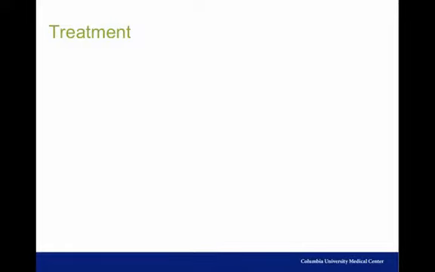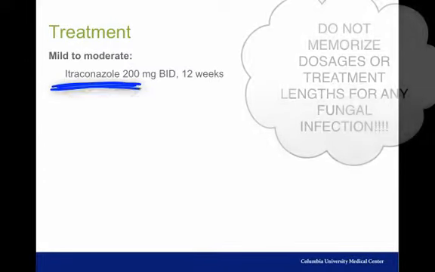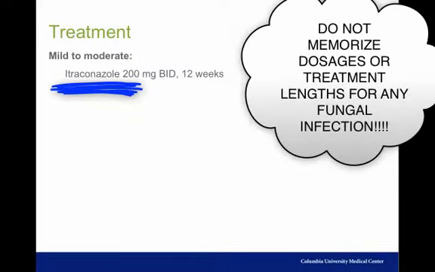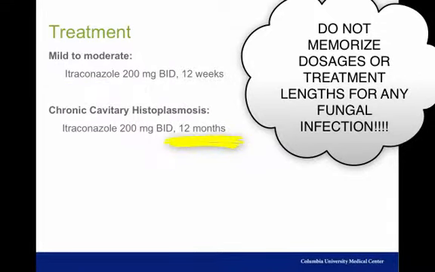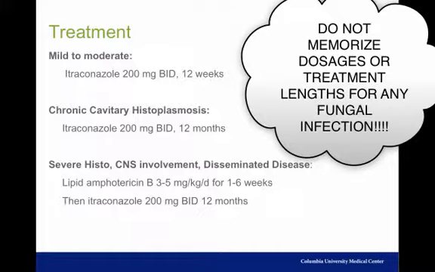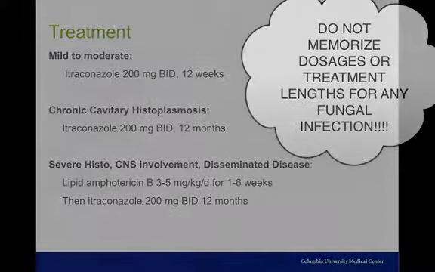For mild to moderate acute histoplasmosis, first-line treatment is itraconazole. For chronic cavitary histoplasmosis, itraconazole is also used, but for a longer course. Severe histoplasmosis, histoplasmosis with CNS involvement, or disseminated disease require an initial course of treatment with lipid amphotericin B before switching over to itraconazole.